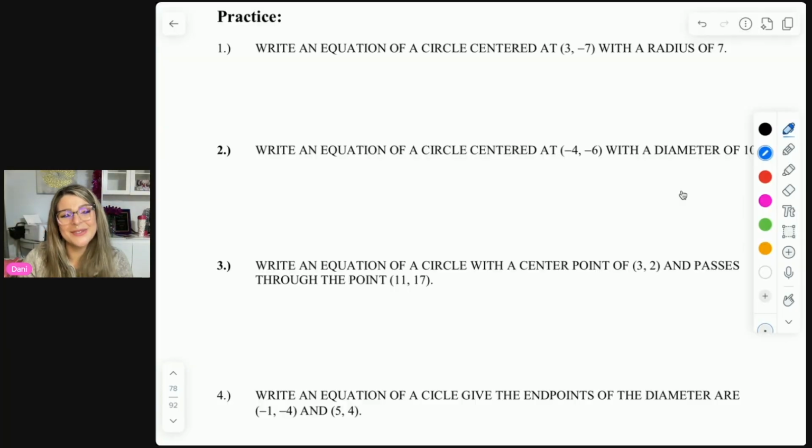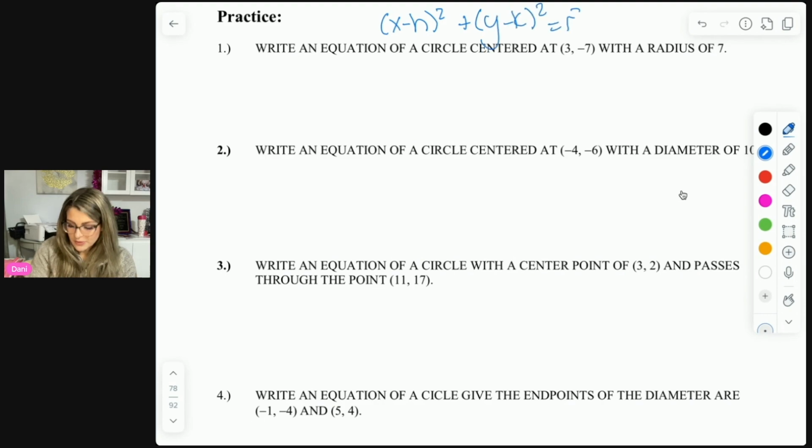I got a request to do a few more practice problems with finding the equation of a circle when it's either given the diameter, or passing through 2 points, or maybe even the circumference of the circle. So let's start by writing out the general formula of a circle, so we can have a reference point, okay? So x minus h the quantity squared plus y minus k the quantity squared equals radius squared.